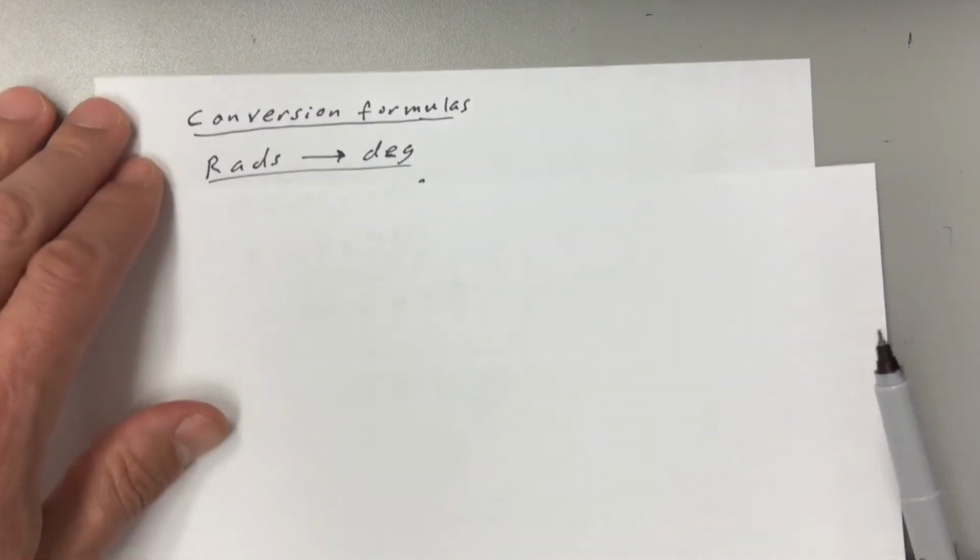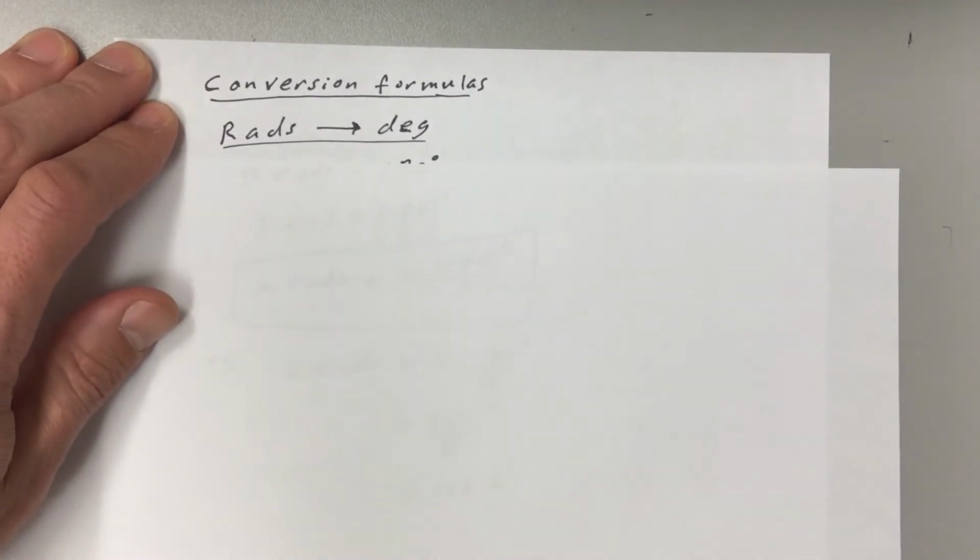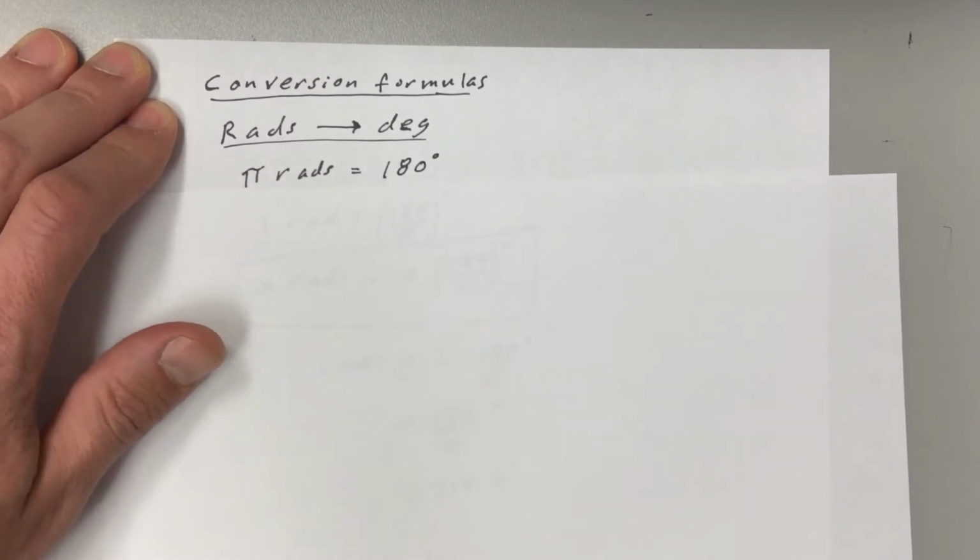All right. Now we do have a formula for this. So if we're not converting nice angles, so we want to convert radians to degrees, or degrees to radians, well, we use one thing that we know here.